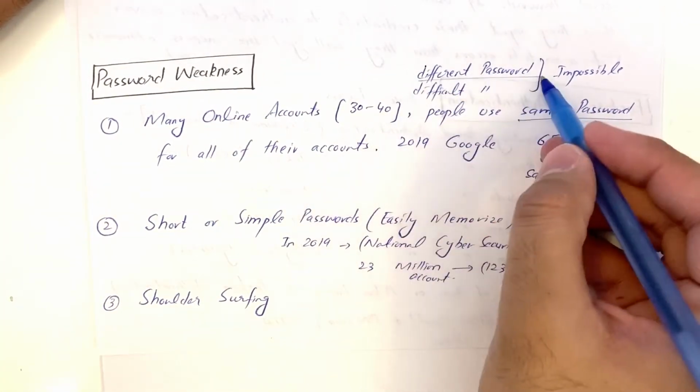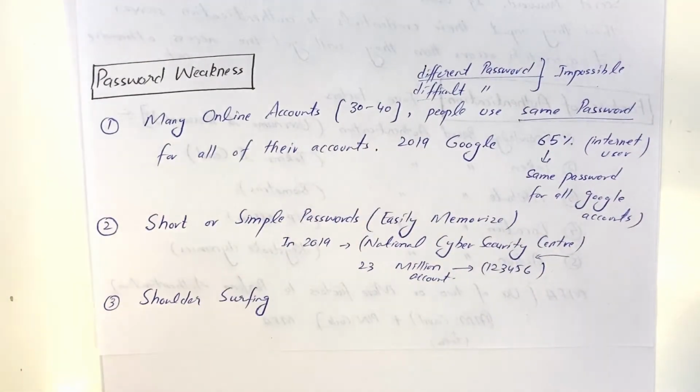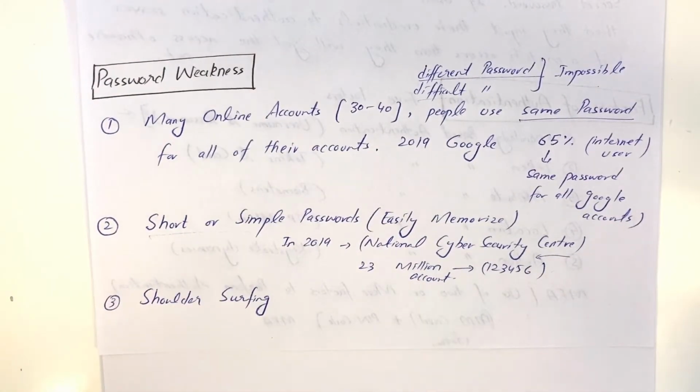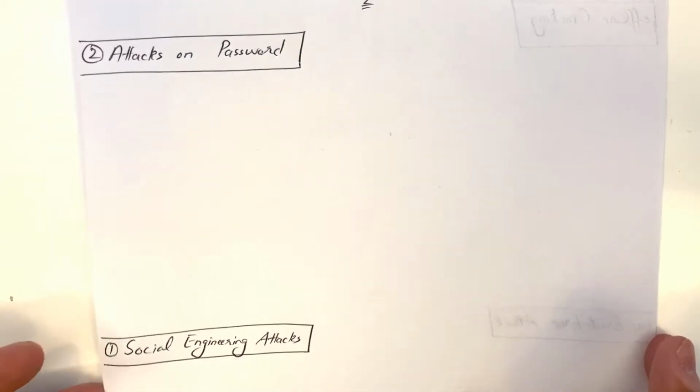We cannot actually memorize different and difficult passwords with an enormous number of accounts. So people use the same password. People use short or simple passwords so they can easily memorize them. And shoulder surfing is another problem when you are typing in the password. So we will discuss the solutions, how we can get rid of these problems and how we can make our passwords more robust and strong. We will talk about it in password management strategies.